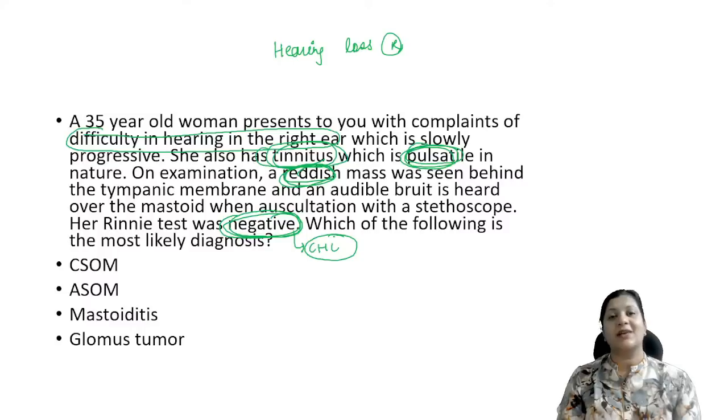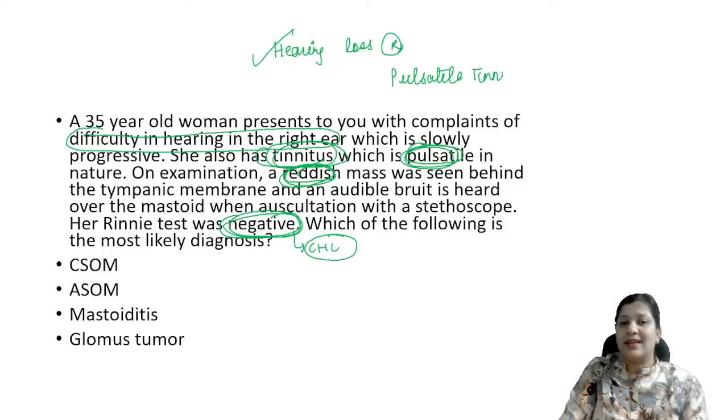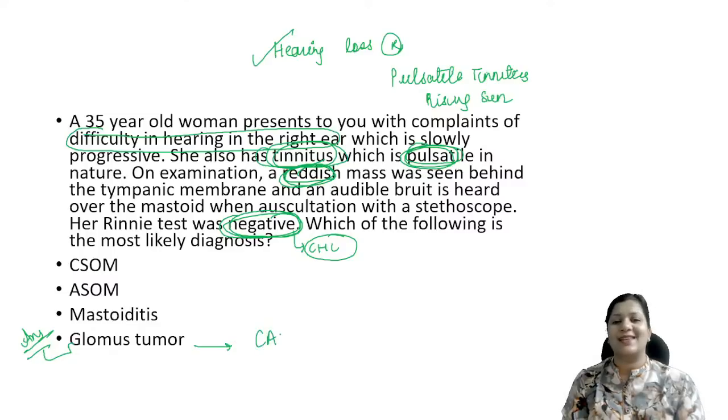Yesterday again we have discussed some of the important signs of glomus tumor. Absolutely right. So gradually progressive conductive hearing loss, pulsatile tinnitus, Rinne is negative, reddish mass, which we call rising sun appearance. All of this are in favor of your answer, glomus tumor. Now, very importantly, you should remember glomus tumor secretes catecholamines, which are epinephrine, norepinephrine, dopamine. So you should look for symptoms of sympathetic excess like headache, sweating, palpitation, etc.